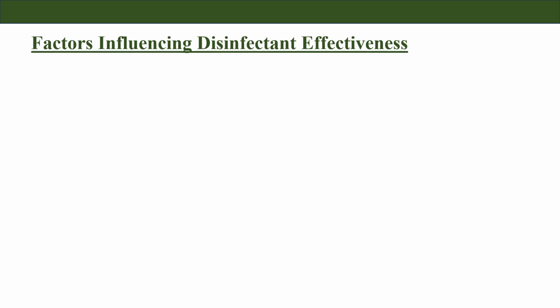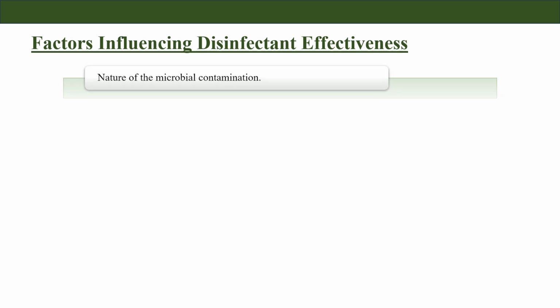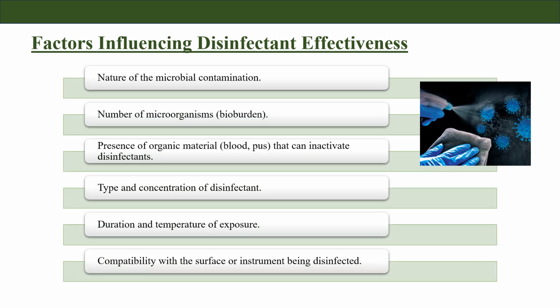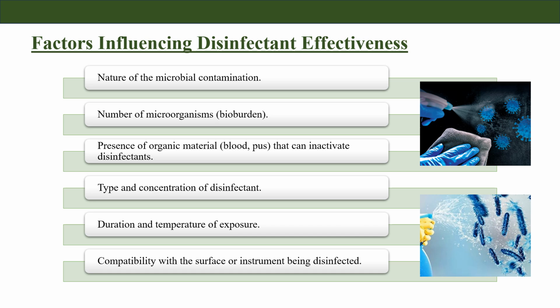Factors influencing disinfectant effectiveness include the nature of microbial contamination, the number of microorganisms, bioburden, the presence of organic material like blood and pus that can inactivate disinfectants, the type and concentration of disinfectant, the duration and temperature of exposure, and compatibility with the surface or instrument being disinfected.